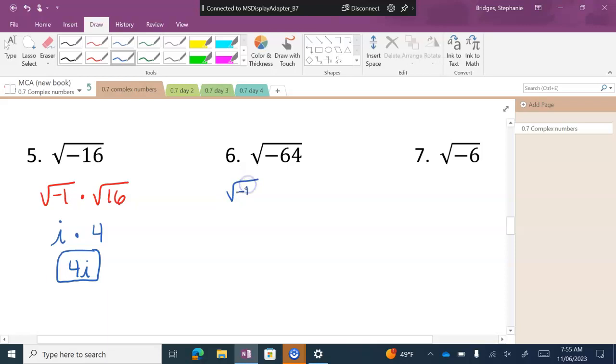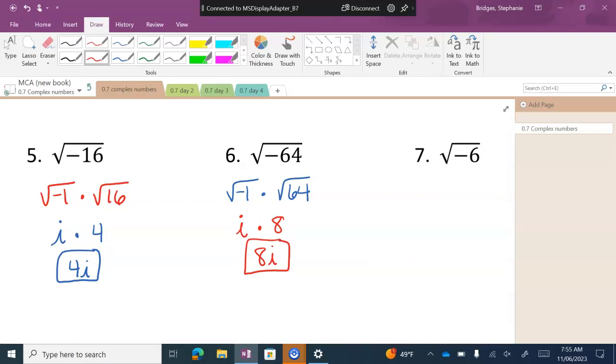All right, splitting it up again, square root of negative 1 times the square root of 64. And again, the square root of negative 1 is always going to equal i. Is 64 a perfect square? What is the square root of it? 8. And so if I multiply i times 8, I just get 8i.